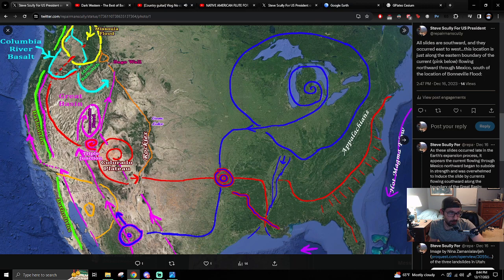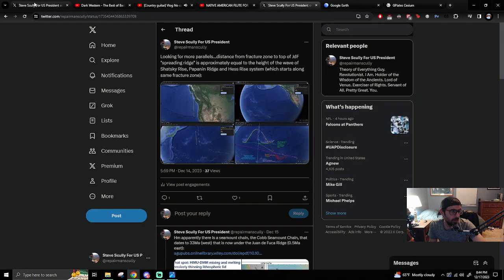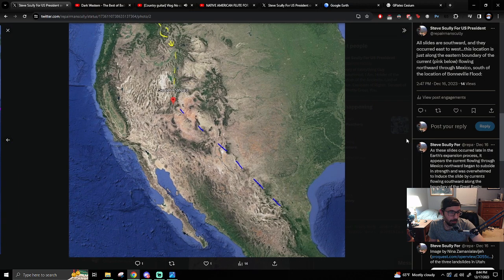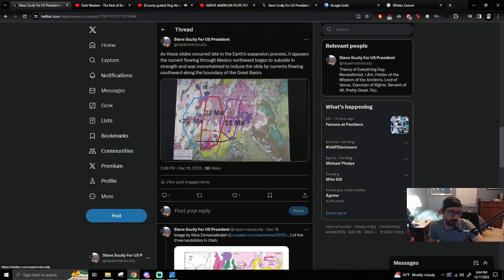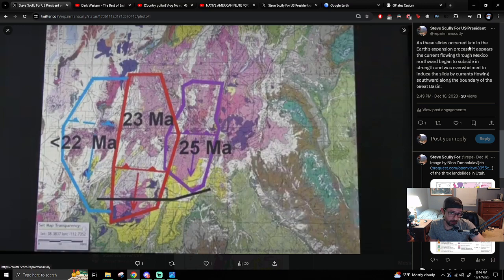Like it's going up this way, but it's running into the pressure over here, so it physically bends around because a current's coming down this way, so it participates, but then it has like a balance point where it bends back. So there. As these slides occurred late in the Earth's expansion process, it appears the currents flowing through Mexico northward. So this was my initial thought.